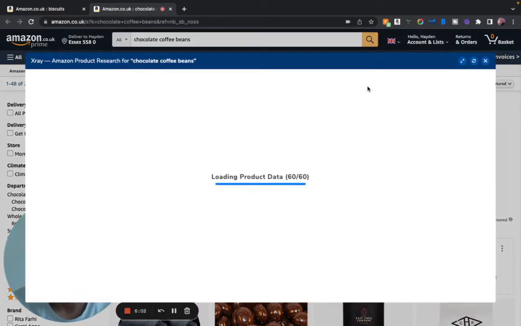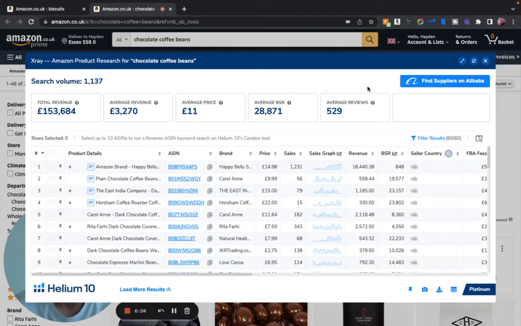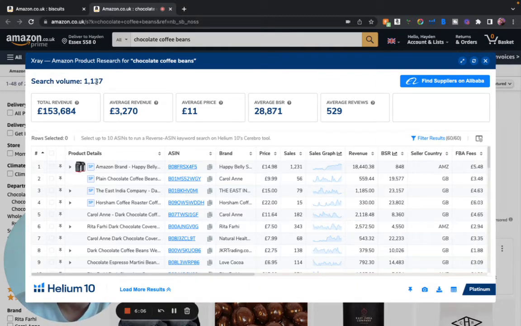Usually it loads really, really fast, as you can see, but it's not even that slow this morning, but because I'm using the screen recording, it slows it down. Look at that volume there. So it's 1,137 people that are searching for this specific keyword. Now, look, that's quite a lot, right? That's quite a lot. It's not loads, but it's quite a lot.